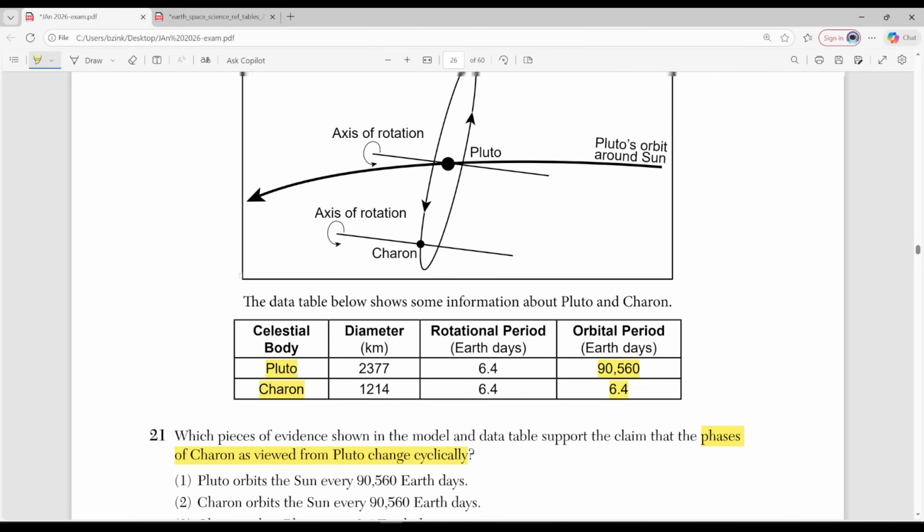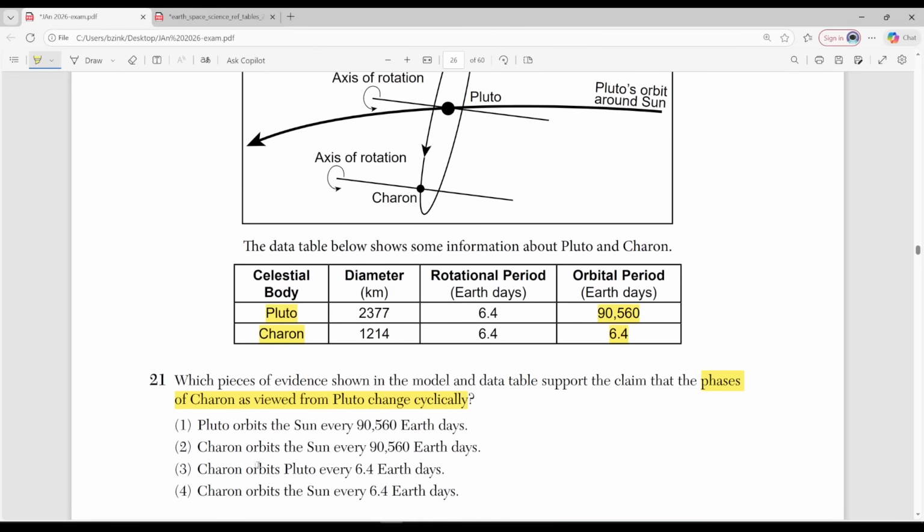Okay, so we're just getting the facts here. Pluto orbits the sun every 90,560 Earth days. Charon orbits the sun every 90,000 Earth days. Wait a second. Orbital period of Charon is around Pluto. Charon orbits Pluto. Yes, that's what we want, because we want Charon to orbit Pluto. Basically, they're trying to mirror the moon phases. Charon orbits the sun every 6.4 Earth days.